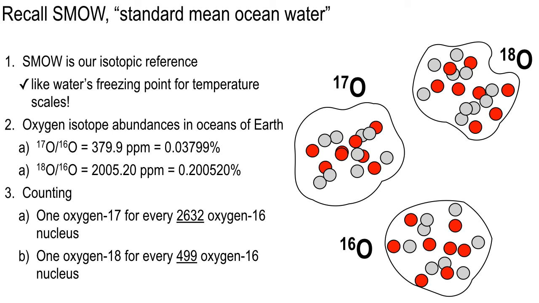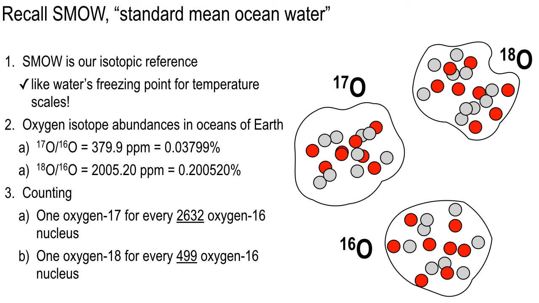Okay, now another way to express those isotope proportions, the abundances, is just by counting. And so basically all you do is invert the percentages. You go one over, you know, the reciprocal of each percentage. So for oxygen 17, there's one oxygen 17 for every 2,632 oxygen 16 nuclei in SMOW, mean ocean water. Okay.